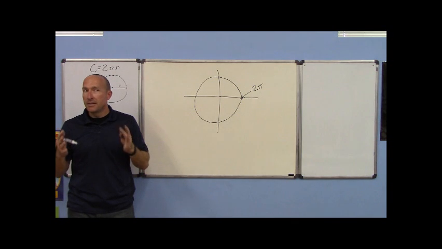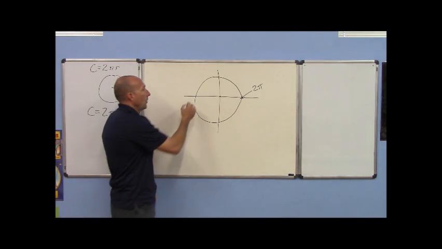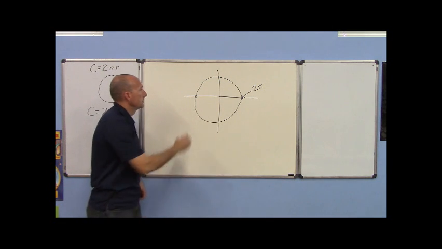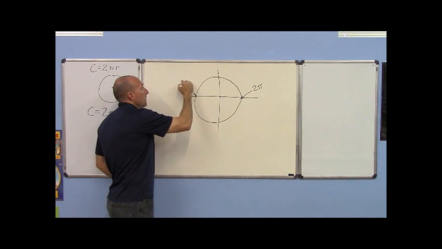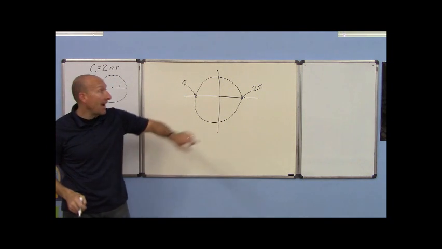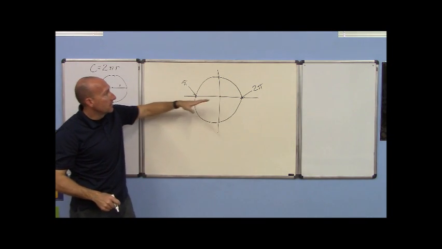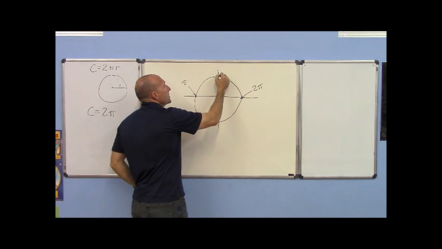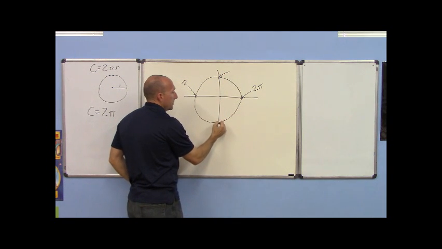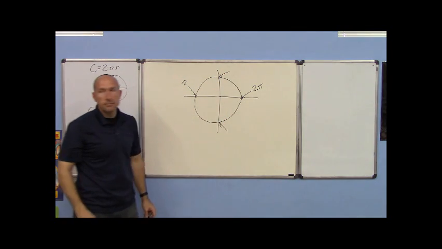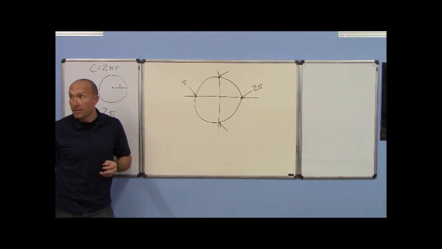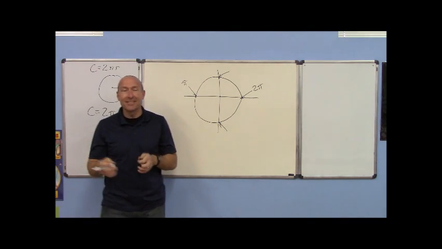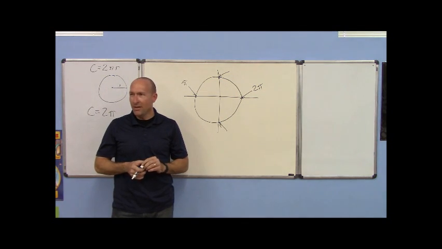Given that, what is this point right here? 1 pi. Very good. Pi, or 1 pi. It is halfway around the track. So half of 2 pi is 1 pi. So what about this point here? What would this be? 1.5 pi. Very good. No, wait.